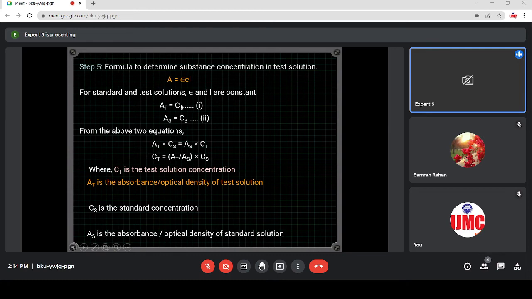Ct is the concentration of test solution, Cs is the concentration of standard solution, and As is the absorbance or optical density of standard solution.